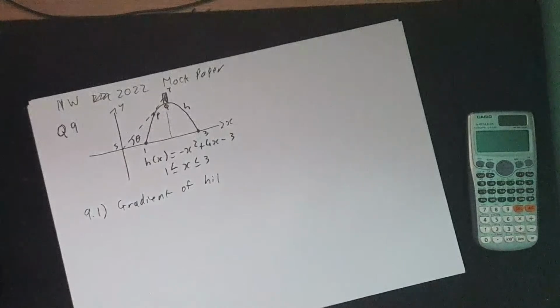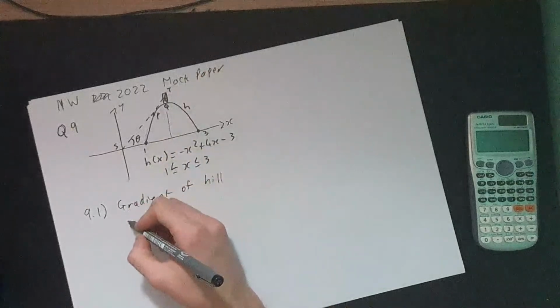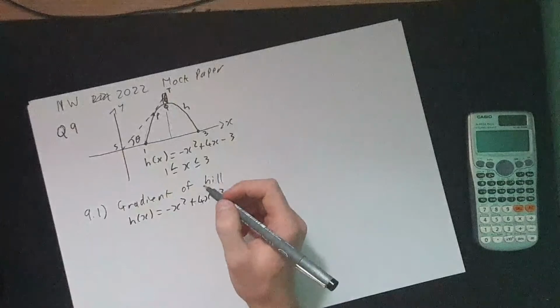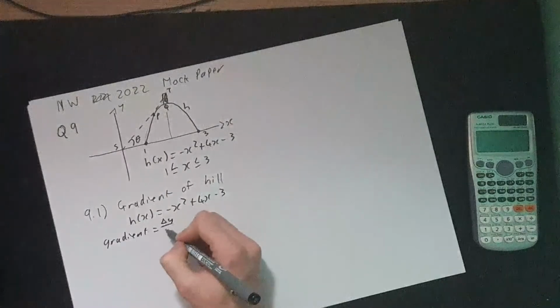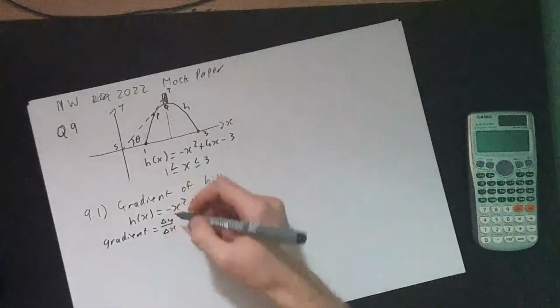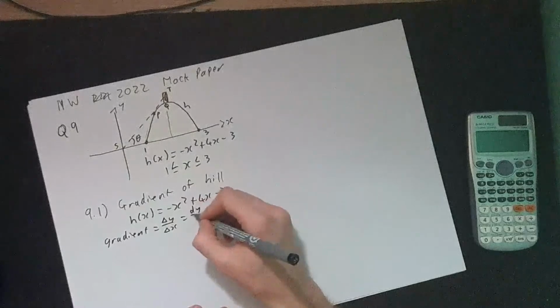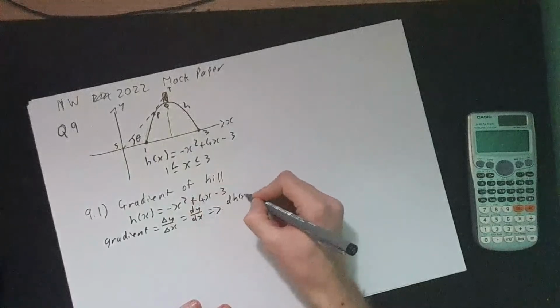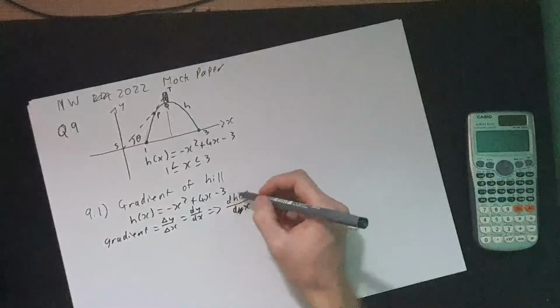Sorry, I've got a massive headache at the moment. So we want the gradient of the hill. We want how steep it is. So we are going to say h of x, which equals negative x squared plus 4x minus 3. And the gradient, remember gradients are always change in y over change in x, but now we're dealing with calculus, so the delta, and because it's no longer a straight line, it's not linear, we then call it a derivative. So dy dx of my function. So in this case, it's essentially dh of x over dx.